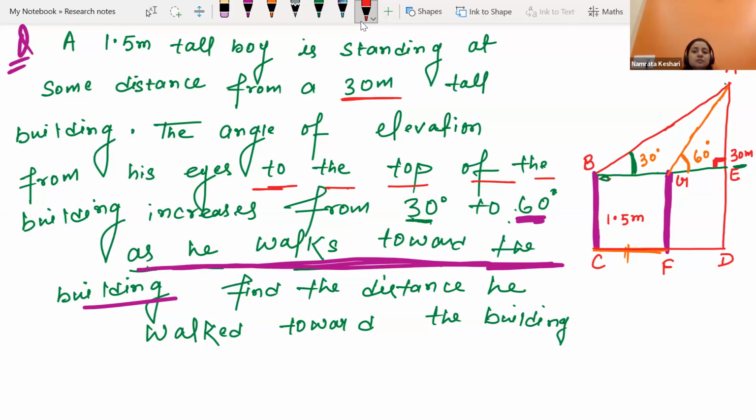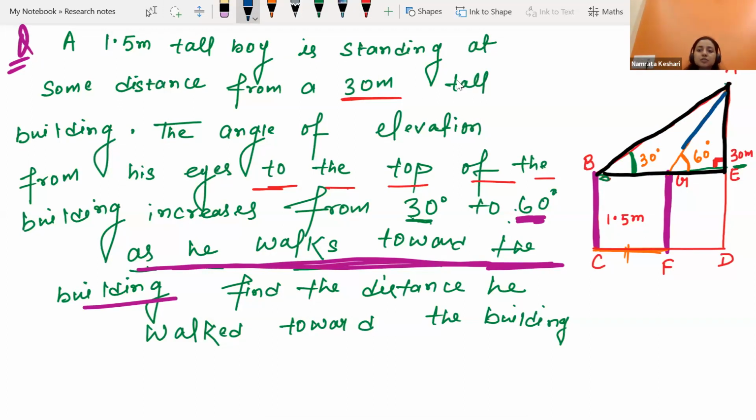Everyone getting it? ABE is a right angle triangle and AGE is also a right angle triangle. Because this is a right angle triangle. And what about the smaller one, that is AGE? Is that a right angle triangle? Yes, that is also a right angle triangle.